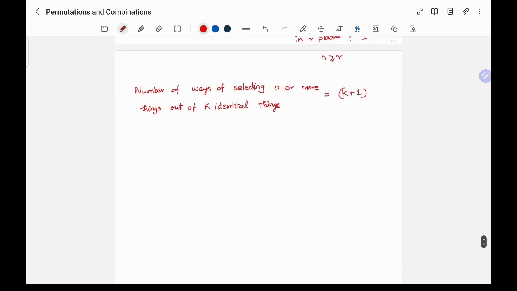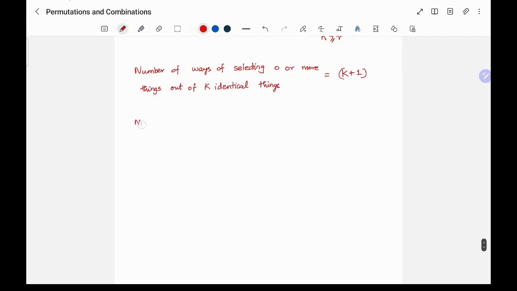Okay. So the next thing is number of selections of 0 or more things out of n different things. So for 0 what will it be? nC0, and for 1 it will be nC1, and so on. We can go up to nCn, correct?